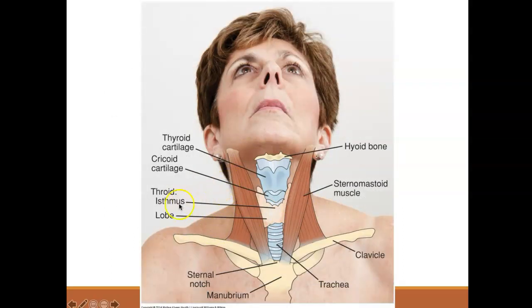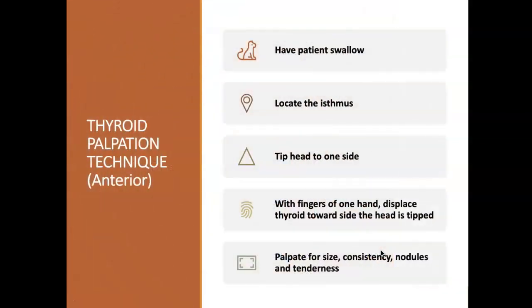There you are. Again, here is the thyroid, and there are the lobes of the thyroid. There is a particular technique. I'll just describe it. You don't have to demonstrate it for this class. You would basically have them swallow, find the isthmus, and then have them tilt their head to one side, and with the fingers of one hand, displace that thyroid toward one side as the head is tipped.